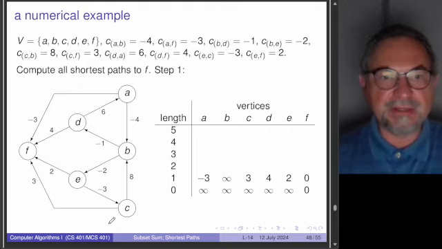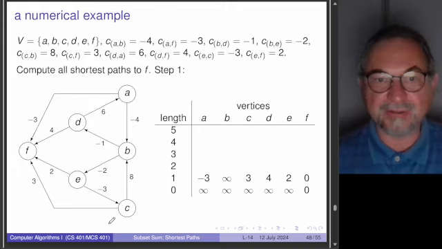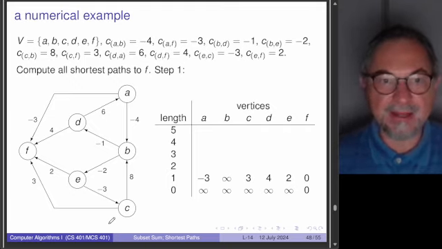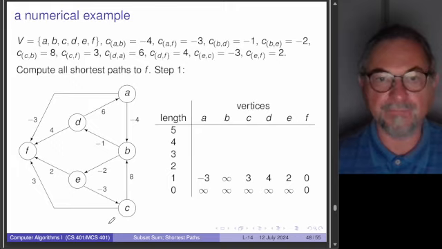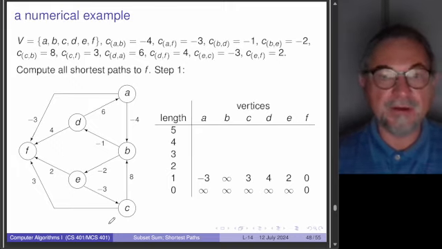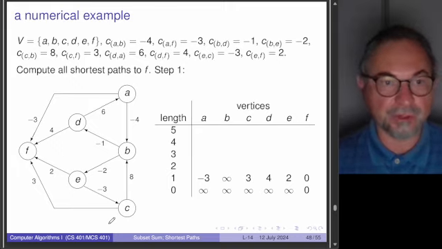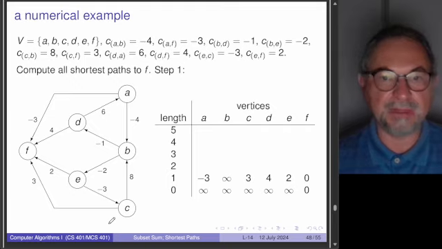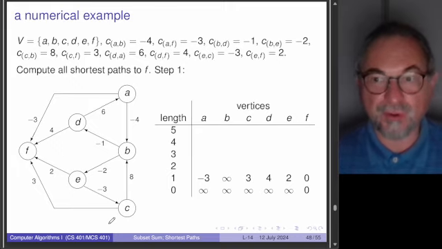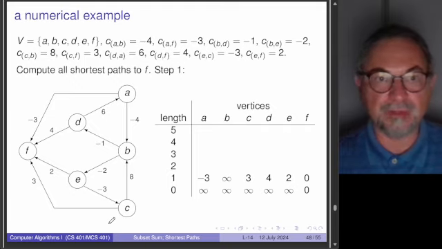So in all the paths of length 1, we have a direct connection from A to F, where we make a profit of 3. Starting from A, we have a direct connection also from C, not from B. From D, we have cost 4 directly, and from E, we have cost 2. So the first step is considering all edges that are incoming to our destination vertex F.